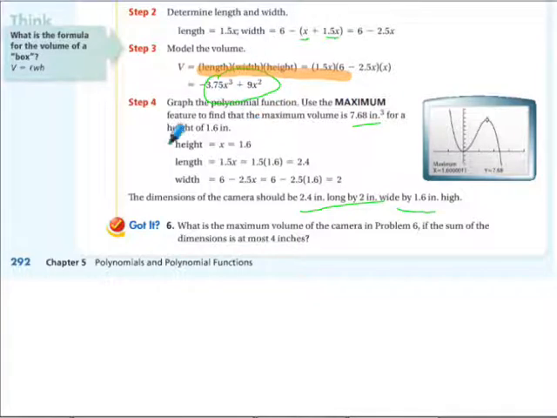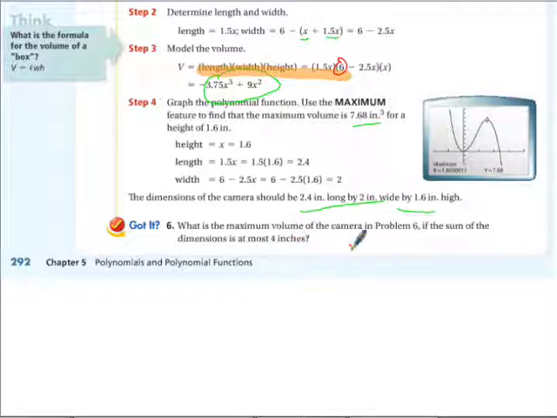Now we're going to take the same thing though. What is the maximum volume of the camera in problem 6 if the sum of the dimensions is at most 4 inches? So all you're doing is taking the same exact numbers, except you're going to change this 6 to a 4. Go ahead and change that 6 to a 4, do the same exact work, and come up with the answers for the length, width, and height. Pause the video right now and tell me what's the maximum volume if the sum of the dimensions is at most 4 inches. This is a calculator question. Change the 6 to a 4, and then find the max. Go ahead and do that now.